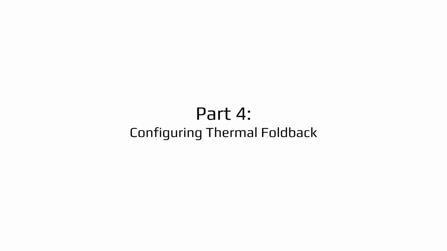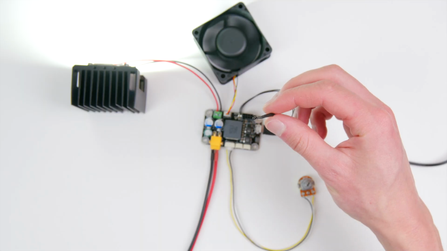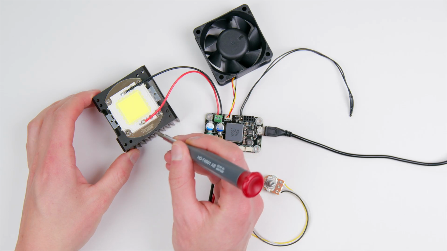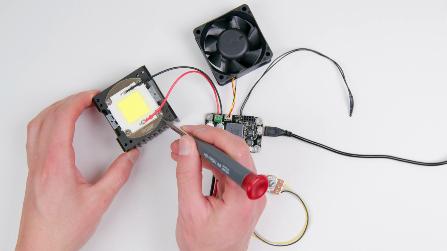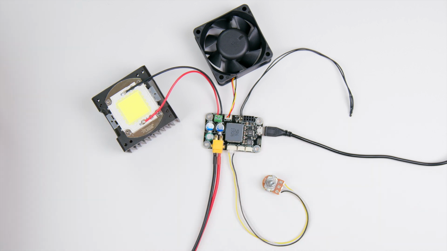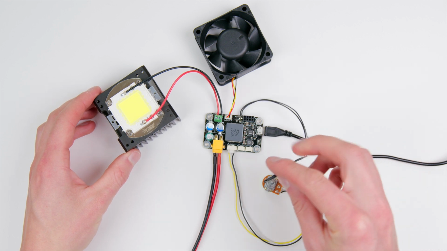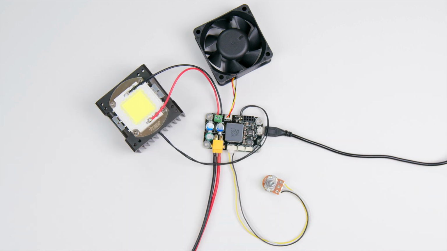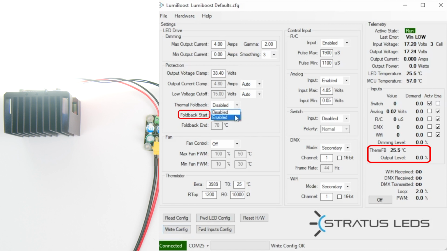Another great protection feature of the Lumiboost is thermal foldback. It requires the use of a thermistor to measure the LED temperature. Install the thermistor as close as possible to the junction between the LED emitter and the heatsink. It also works to install it inside the heatsink, as long as it is not too far from the LED emitter. When the measured temperature reaches the foldback start value, the LED will start to dim until the temperature reaches the foldback end temperature.